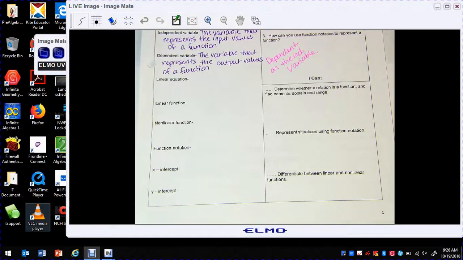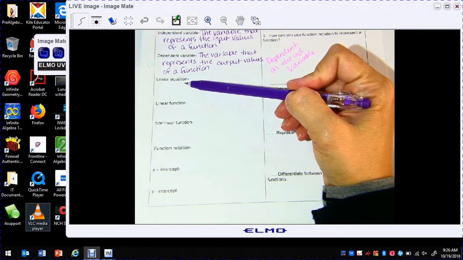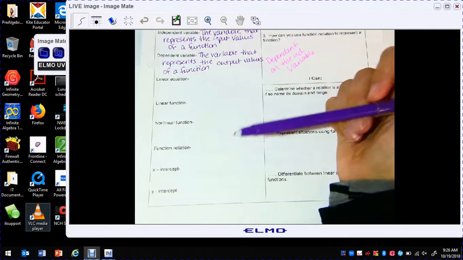All right, these are the notes for 3.2. Starting with the vocabulary, we're going to talk about a linear equation, a linear function, and a nonlinear function.